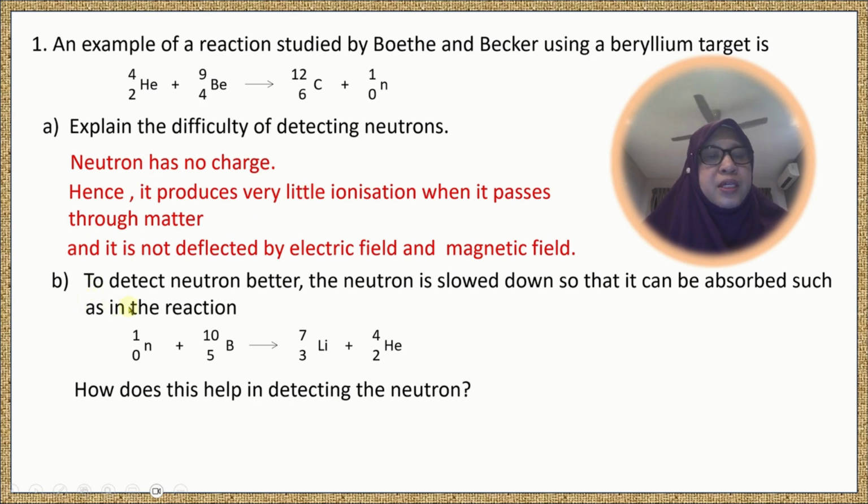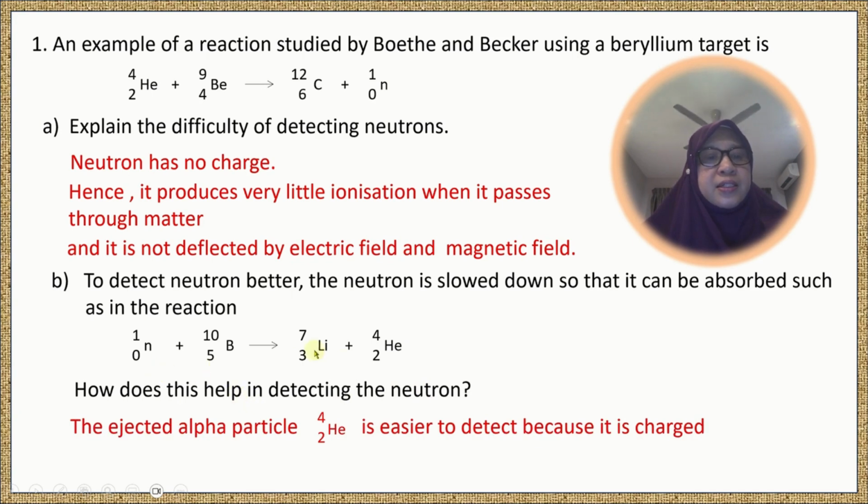Okay, question 1b. To detect neutrons better, the neutron is slowed down so that it can be absorbed, such as in this reaction: neutron plus boron. The products are lithium and an alpha particle. How does this help in detecting the neutron? The answer is the ejected alpha particle when the neutron is absorbed by the boron. The alpha particle has a charge, so it will be easier to detect the alpha particle.